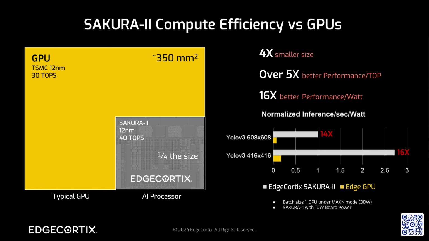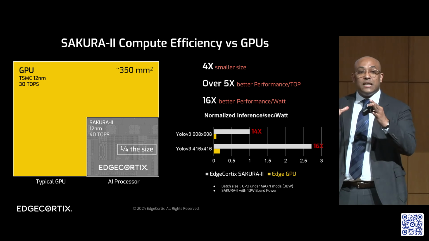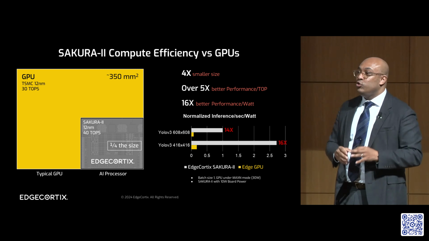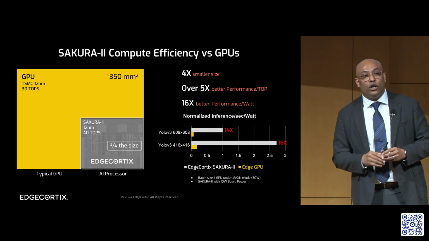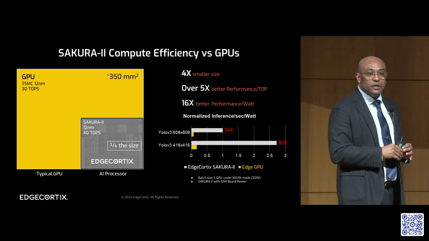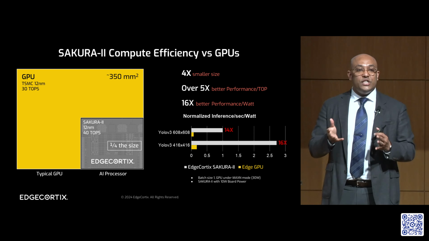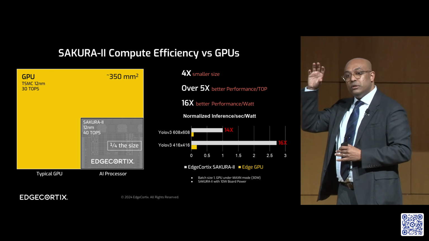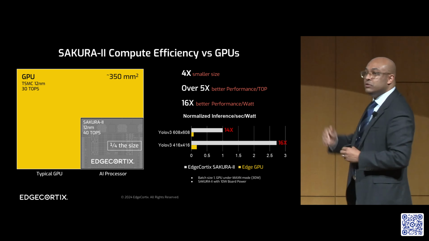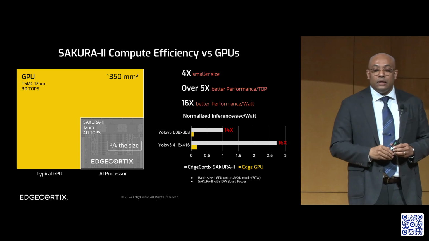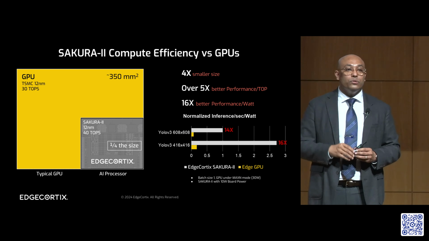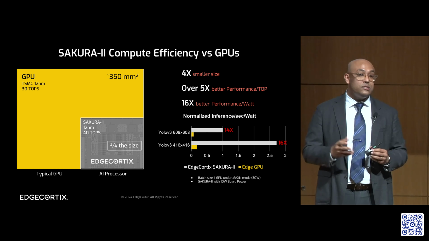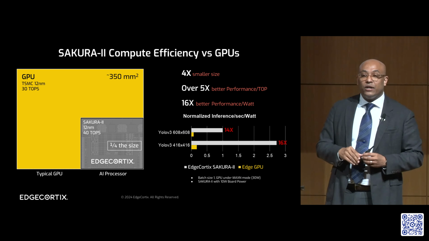So on the left-hand side, I'm comparing the size of such a software 2.0 specific processor compared to a same process node technology GPU. You'll see that we can achieve very similar compute numbers in terms of peak compute or teraops. But there's a big difference in terms of size. And we all know that die size has a big impact on cost.